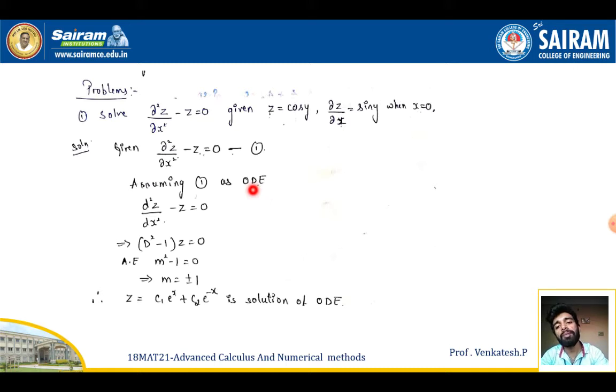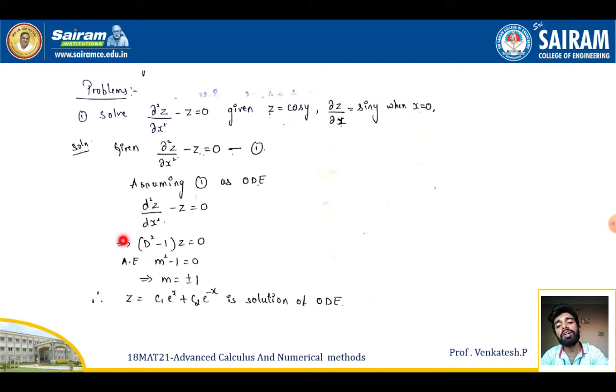Converting partial to ordinary, that is d²z/dx² − z = 0. So it is a homogeneous ordinary differential equation, and we know how to solve homogeneous ordinary differential equations. Convert the equation into an auxiliary equation. First I'm going to replace capital D = d/dx, so I get the equation (D² − 1)z = 0.